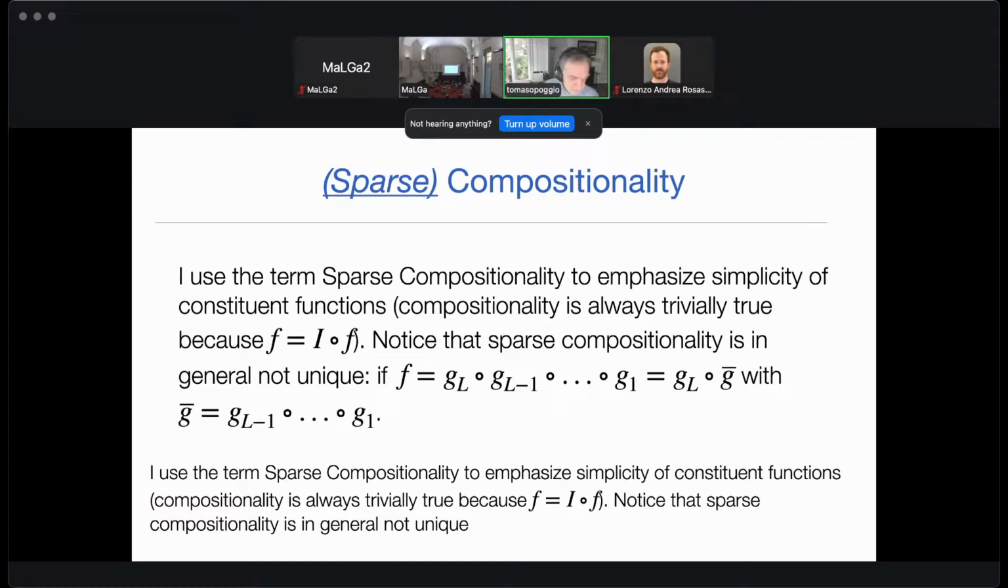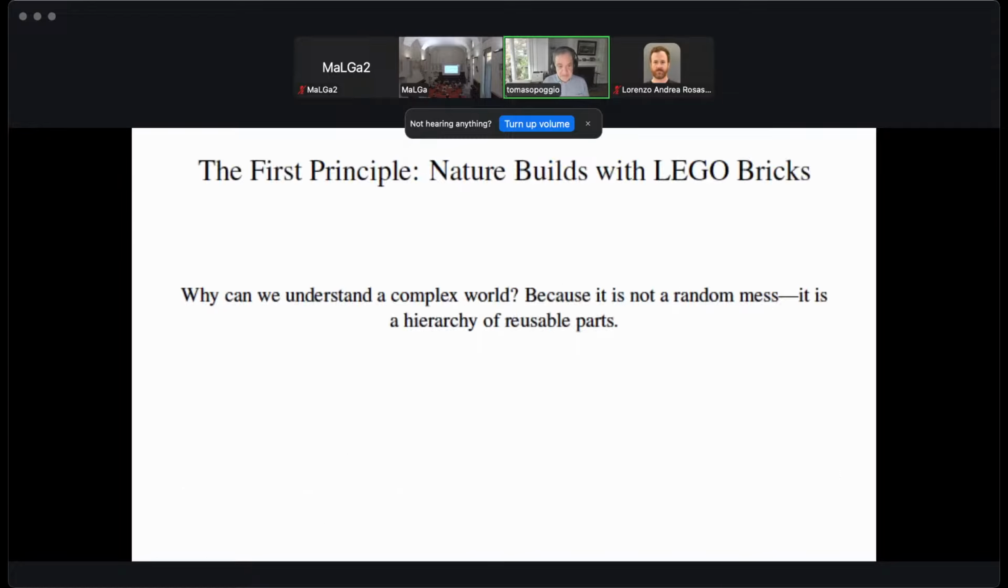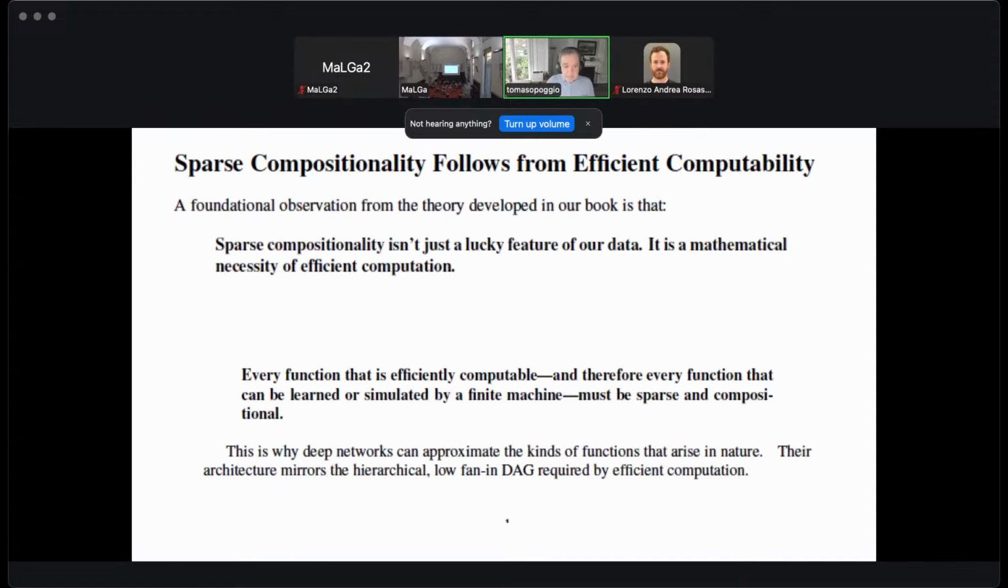And the first point is that, as I said, I emphasized the simplicity of the constituent function, because otherwise compositionality would be trivial. And another way to describe compositionality is to say that the world, at least the Turing computable world, is not a random mess. It's really a hierarchy of parts that can be, in principle, reused. And so, as I said, sparse compositionality is a mathematical necessity of efficient computation.